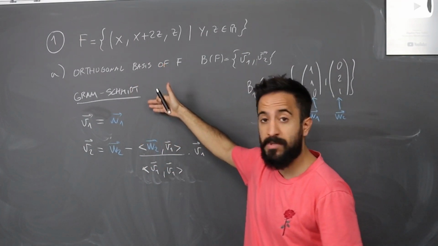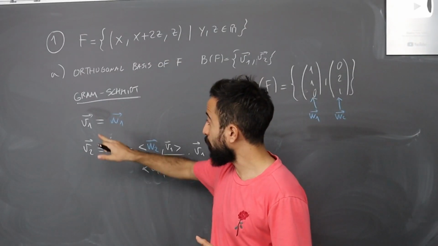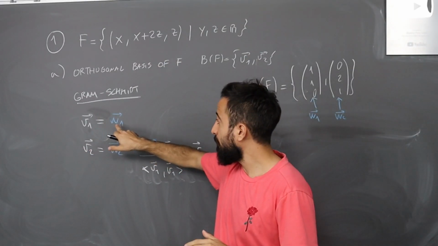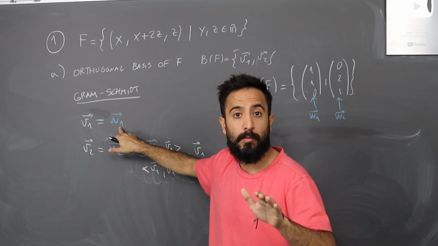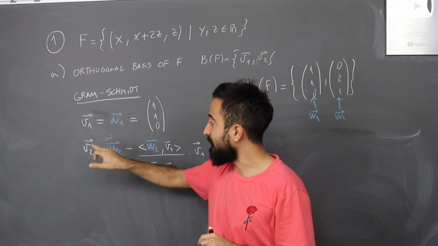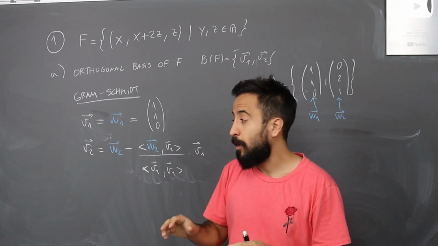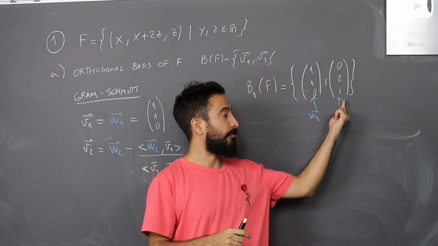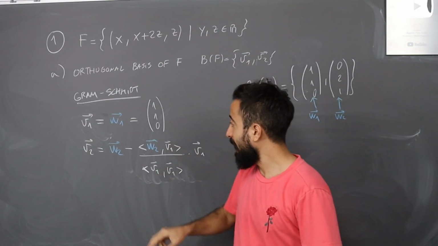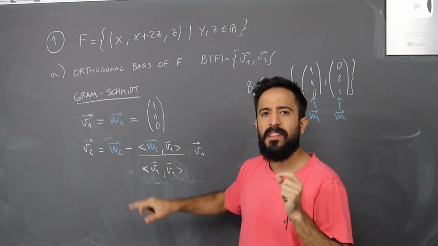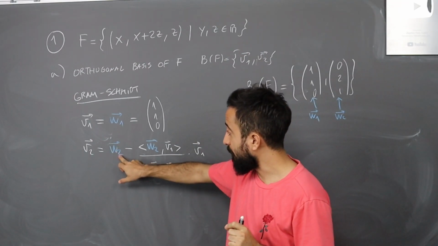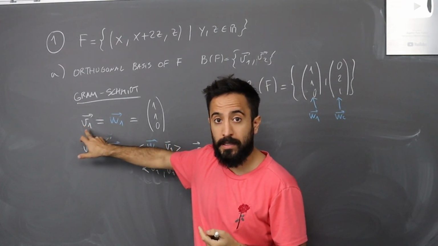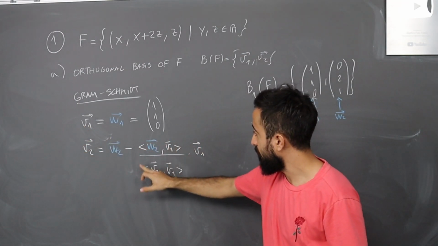So we're going to apply the Gram-Schmidt method, right? The first vector we're looking for, b1, is going to be the first vector we already have. We won't change it. But the second vector is going to be different. We are going to take the second vector we already have, which is this one right here, 0, 2, 1, and we are going to subtract the orthogonal projection of that vector onto b1. That projection is this right here.